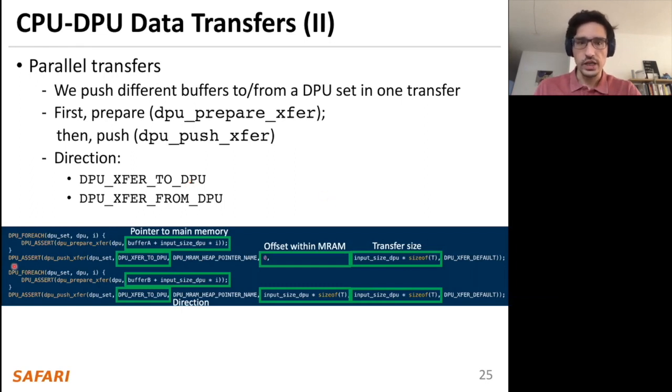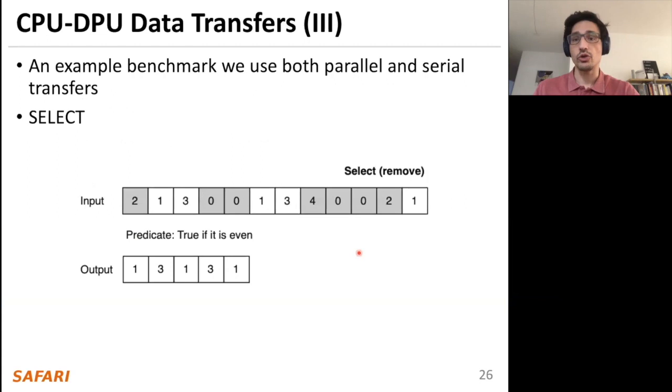So as you can see in the parallel transfer, in the push transfer, we have to define a transfer size, and this transfer size should be the same for all the DPUs. So whenever we have some sort of regular computation where we have a certain input data that we partition evenly across the DPUs and distribute to multiple DPUs, we can use parallel transfers. And the good thing is that these parallel transfers can all be executed at the same time. If that's not the case, then we will have to use serial transfers.